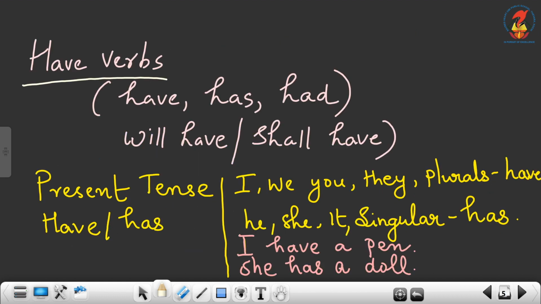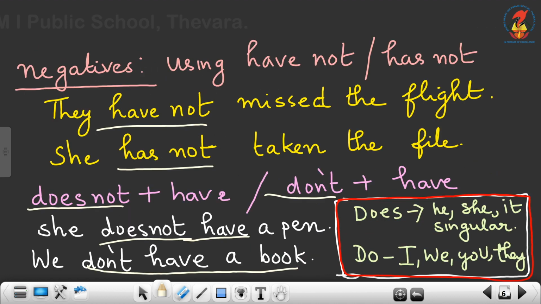Now children, has, have and had, how to use them? In present tense, what verb is used? Have and has are used with present tense. Then for I, we, you, they and all plurals, you have to use have. For he, she, it and all singulars, you have to use has. The example is already given here: I have a pen, she has a doll. Now the next one, negatives using have not, has not. How to make a sentence negative? By adding have plus not, has plus not. Like that you can make a sentence negative.